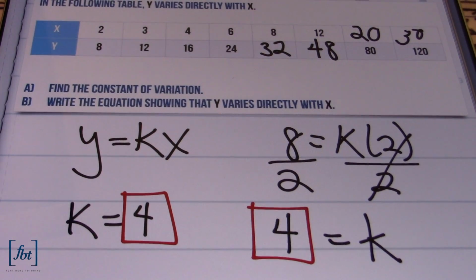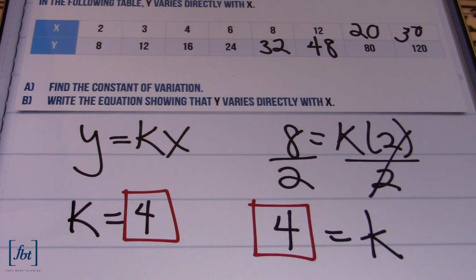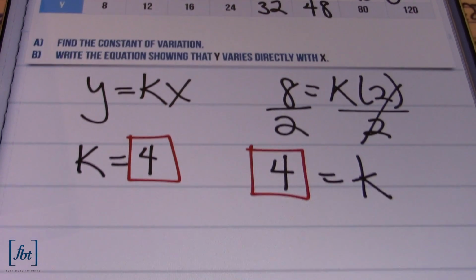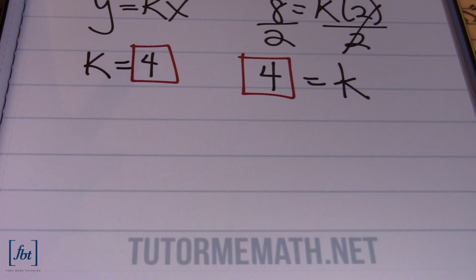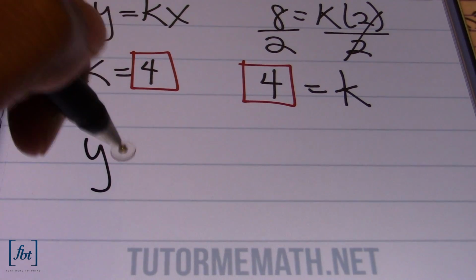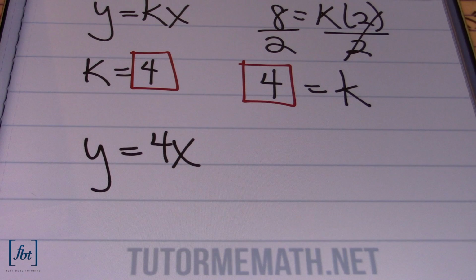All right. So now that we have part A taken care of, they're asking us to write the equation showing that y varies directly with x. This request is asking you for the variation equation. So all we have to do is take our constant of variation and plug it back into the setup of the problem that we have right here. This y equals kx, go ahead and replace our constant of variation in for k. So our answer will read as y equals 4x. And that's it. That's the variation equation. That's the equation showing that y varies directly with x. Done. Red box it. All right.